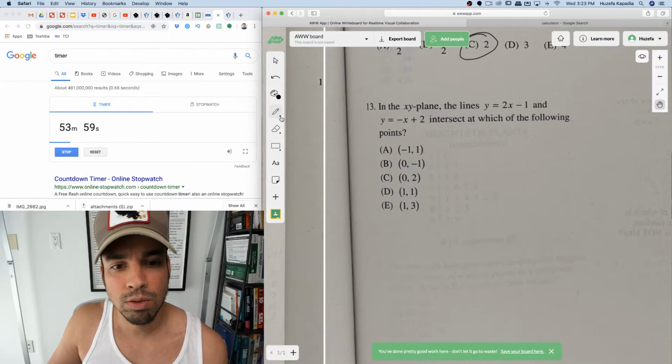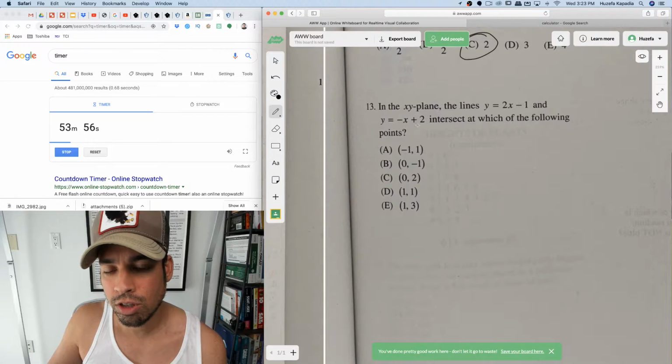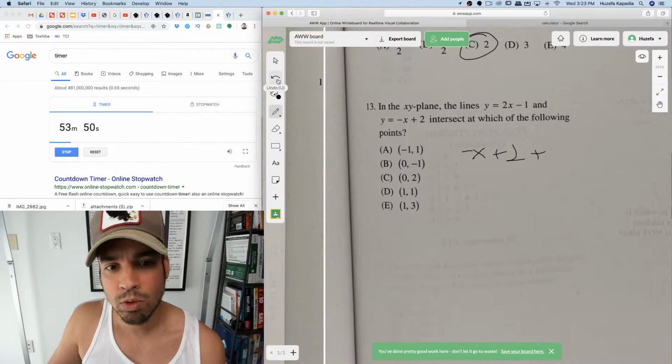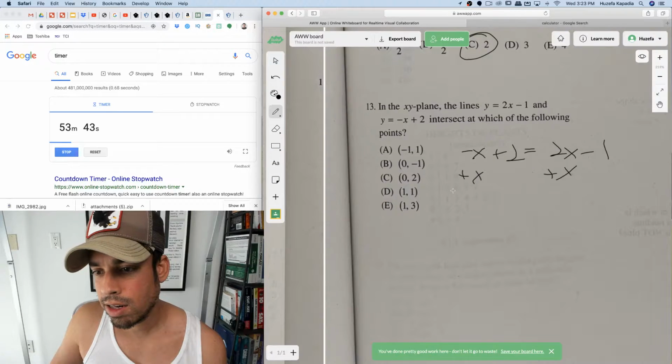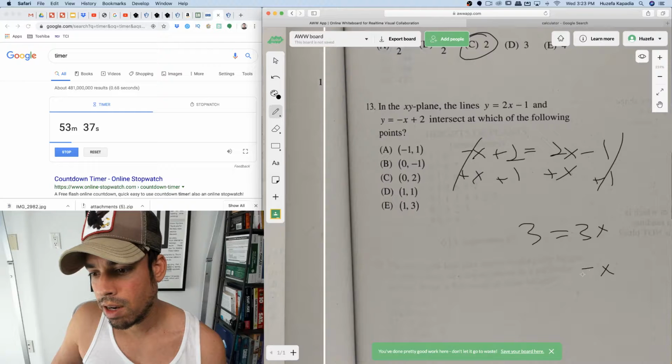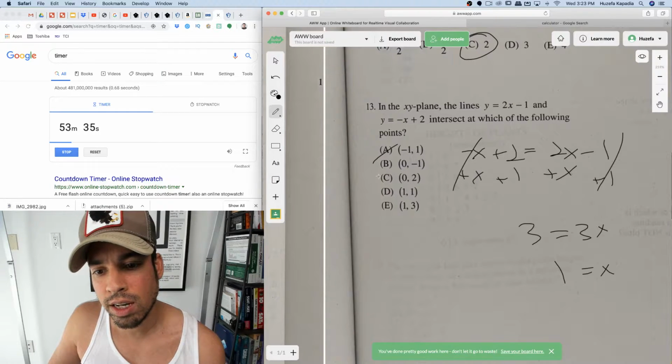Next, in the xy plane, lines y equals 2x minus 1 and y equals negative x plus 2 intersect at which of the following points? All right, let's set these equal to each other. Usually I like elimination, but it's queued up for substitution because the y's are isolated. So negative x plus 2, setting the y's equal to each other, equals 2x minus 1. So add x, and I'll simultaneously add 1. So I have 3x equals 3, x equals 1.